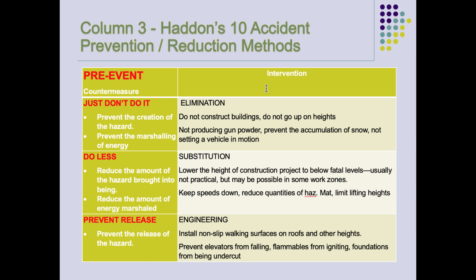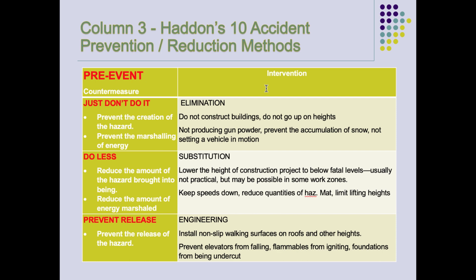Do not construct buildings that are up tall. Do not go up so high. Now we know we can't really do that, so let's just do less. Let's only have people go up to 3 feet instead of 15 feet, if possible, on the outside of the building. Maybe the HVAC system goes in the basement and you advocate for that. Now, I know there are other issues associated with it, such as confined space, but we definitely took care of the fall from heights issue.